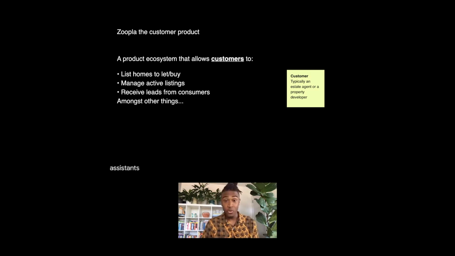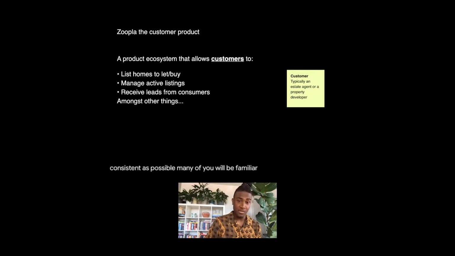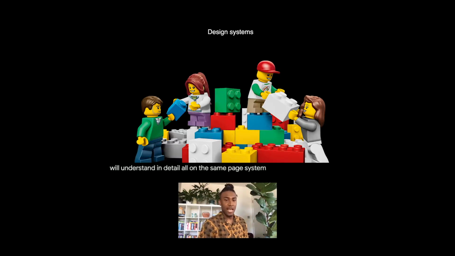And I know many of you will be familiar with design systems and you will understand it in detail, but just so that we're all on the same page, a design system is essentially a set of user experience patterns and a component library that teams can use and reuse to build products and experiences. And I know this analogy gets used and overused, but you can think of design systems as essentially the collection of the Lego pieces that teams use to build ever more complex products to serve user needs.